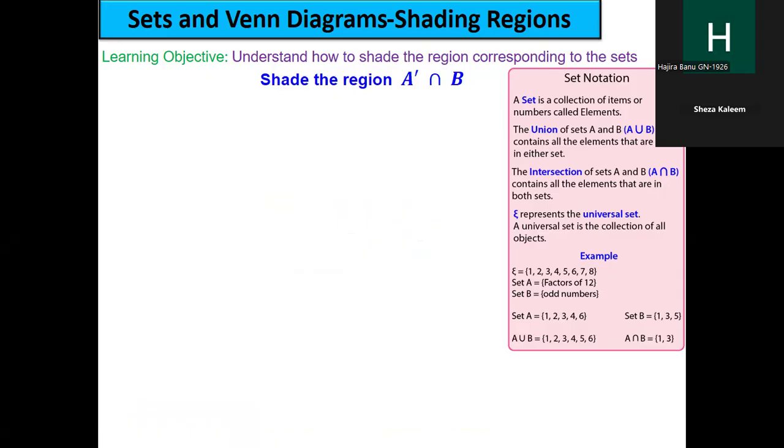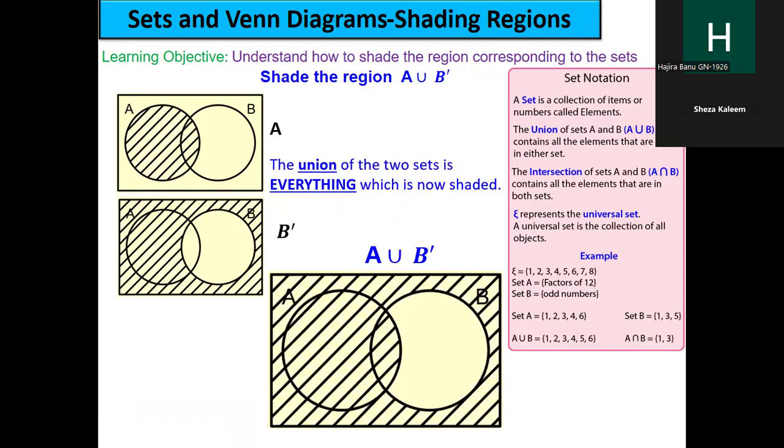You will be shading them like this. Simple. Everything will be shaded like this. You see, A union B complement. This is a very important part. I hope you are understanding how A union B complement is done.